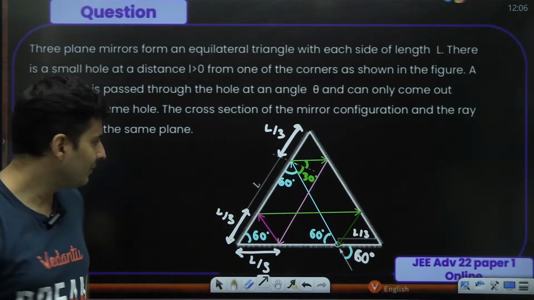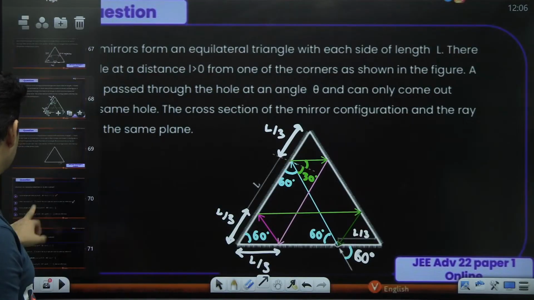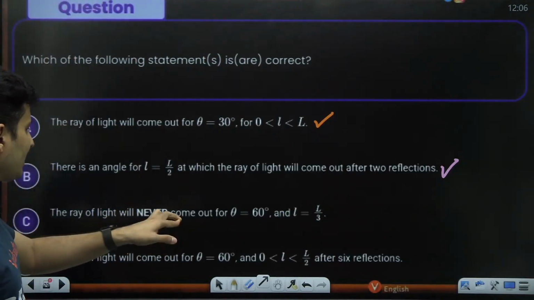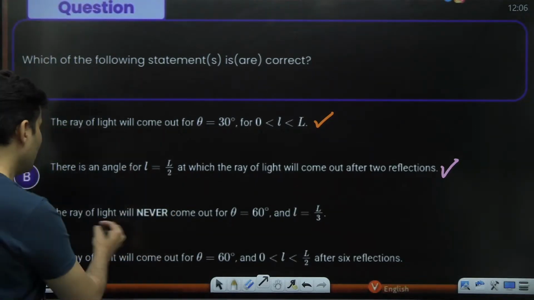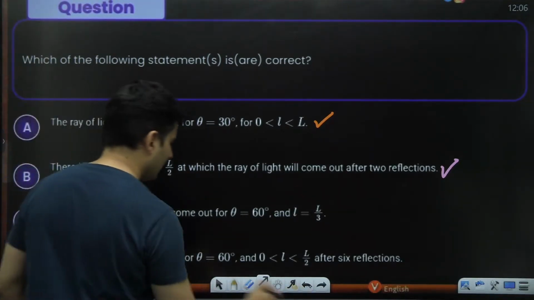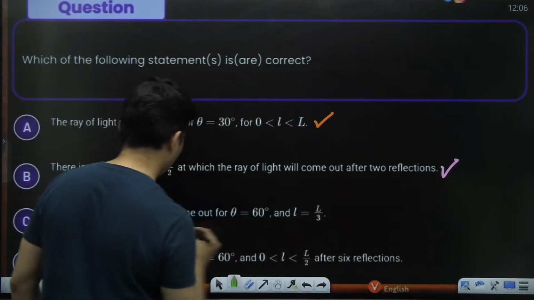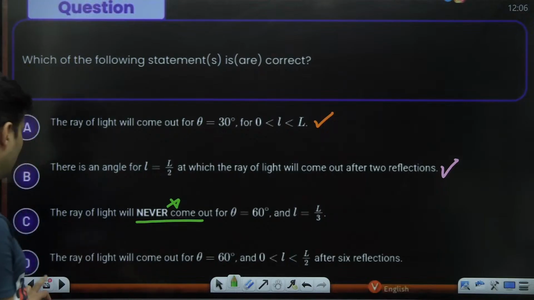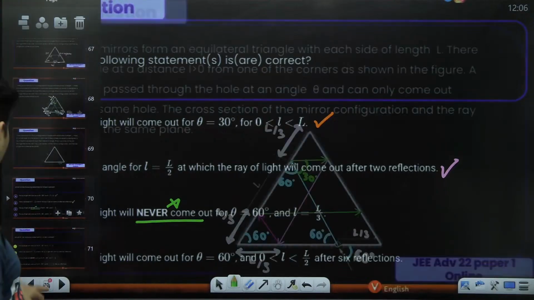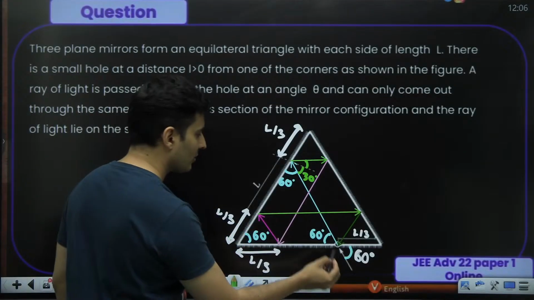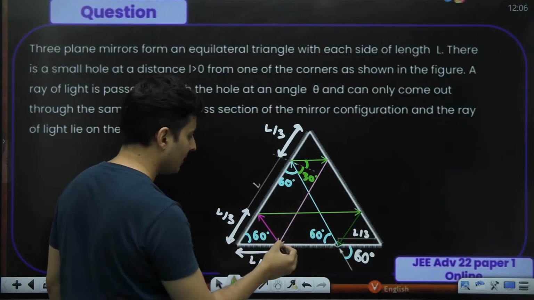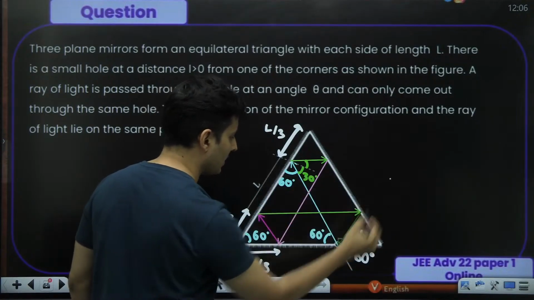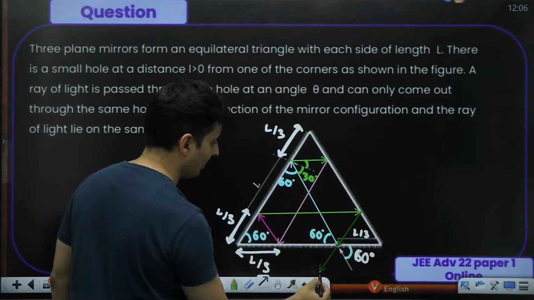Yeah, it is definitely coming out. And what does it say? The ray will never come out for theta is equal to 60 degree and L is equal to L by 3. No, this is definitely wrong. It is definitely coming out, as you can see over here. So it reflects here, reflects here, reflects here, reflects here, reflects here, and finally it is coming out. Can you see that, guys? Yes, it is definitely able to come out over here.